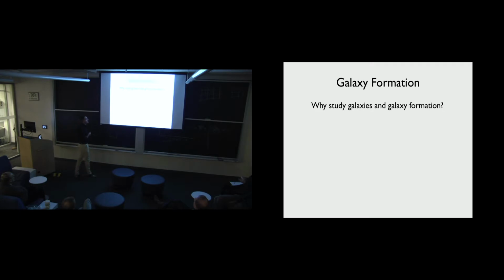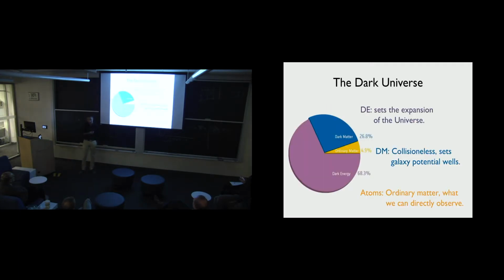To do that, I have to make a step back and tell you about the content of the universe. So we know nowadays pretty well that the universe is mainly dark, and this is the matter energy density of the universe, and roughly 70% of the universe is in dark energy. We don't know what dark energy is, but we know that it runs the accelerated expansion of the universe today.